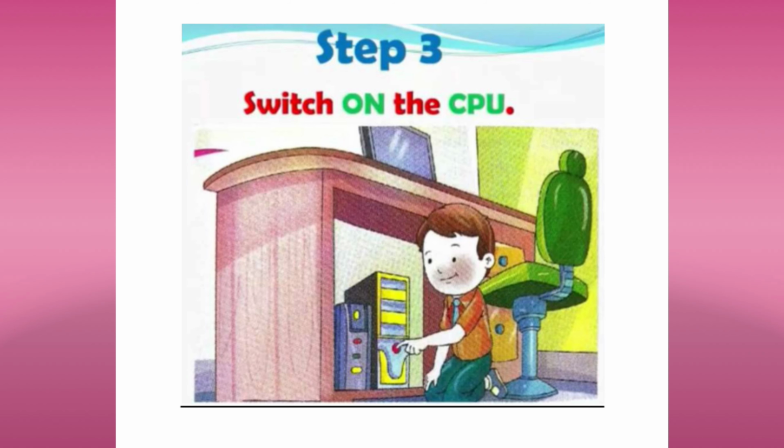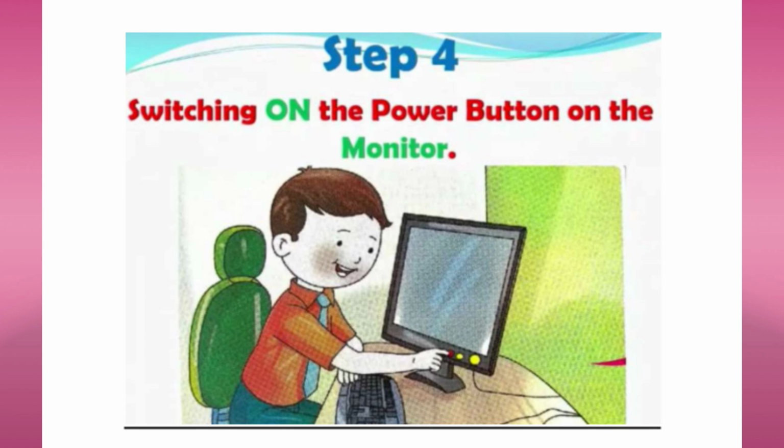Now we are going to learn about step 4. This is your step 4. You can see the picture on your screen, that is switching on the monitor. You know well the monitor is the output device, and we can see all our output on the monitor. So in step 4, we are going to turn on our monitor. This is your final step. Then your computer will be turned on.